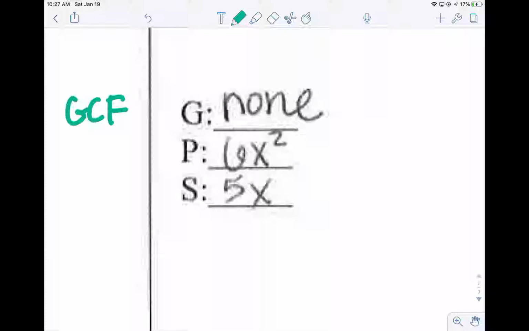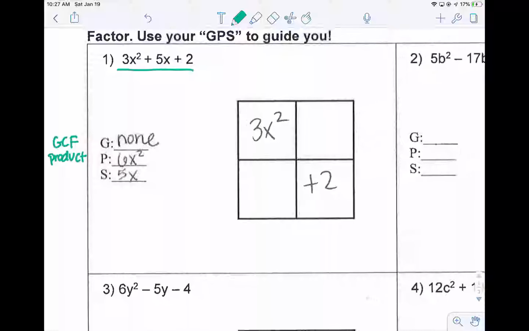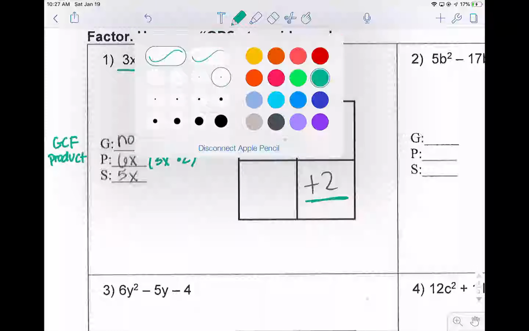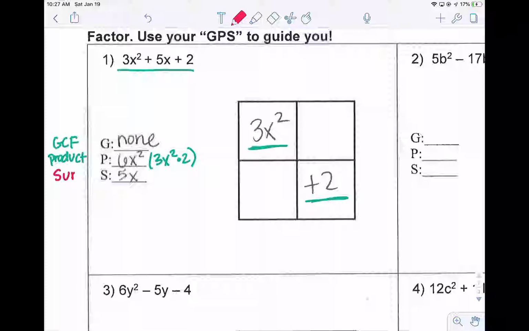Then P stands for product. In math, the word product means multiply. So you're going to take your first term and your last term, and they are written in the box, and multiply them for the product. So this comes from first times last. And then S is for sum.